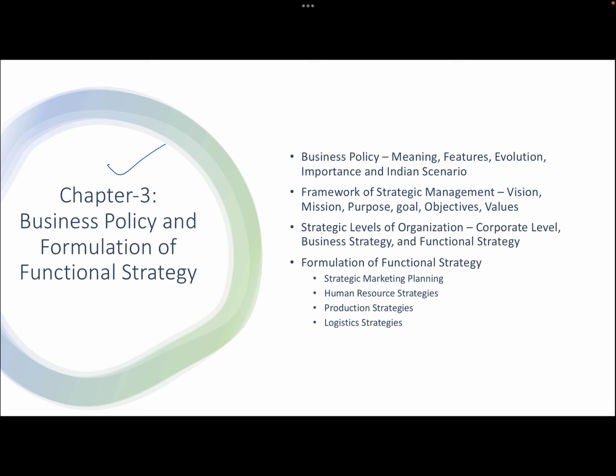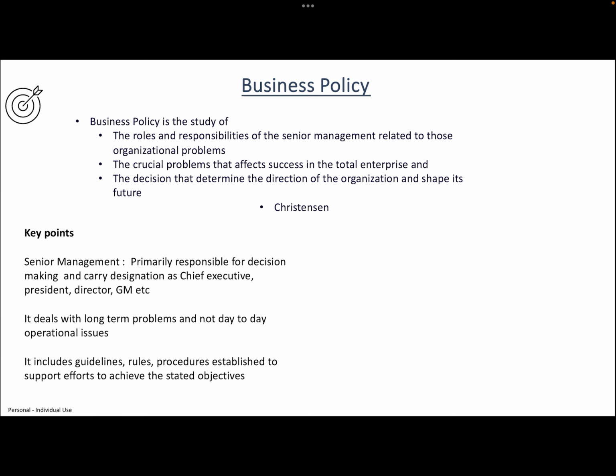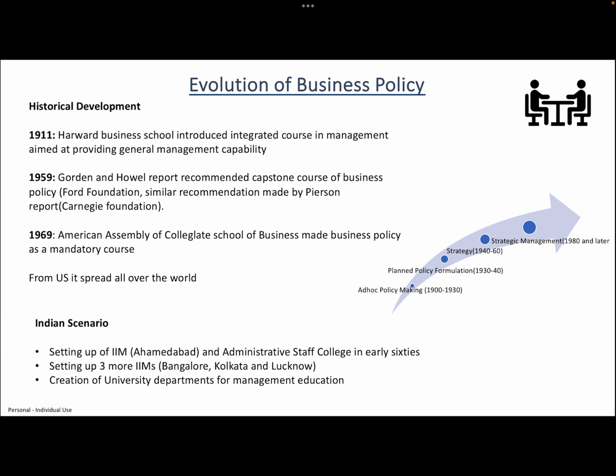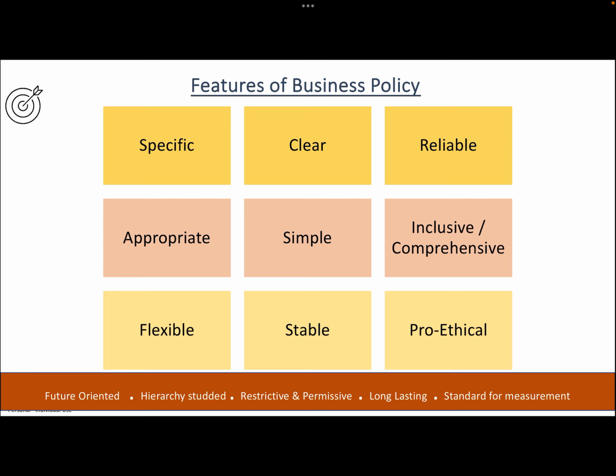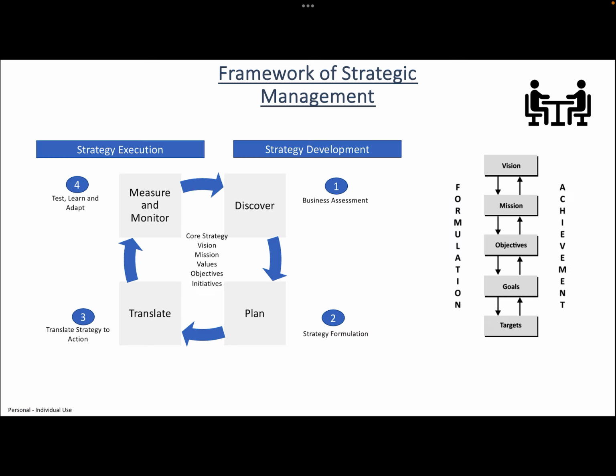We are in chapter 3, business policy and formulation of functional strategy. So far, in the first video, we already discussed what is business policy, its meaning, the evolution of business policy, the importance of business policy, and finally, we also covered the features of business policy. And in this video, we are going to discuss the framework of strategic management.